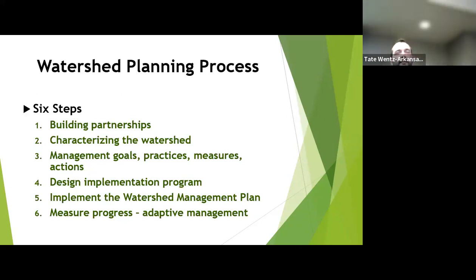Even though these are EPA watershed management plans, where EPA reviews nine elements, there are six key steps in building a watershed management plan. The first one is what we're doing now, building partnerships. There are many in this room that work across state lines, across NGOs, across governmental organizations. So this is building those partnerships for how we're ultimately going to implement that watershed management plan.